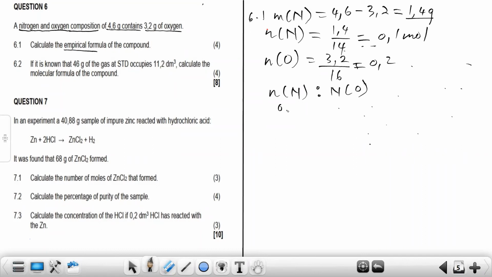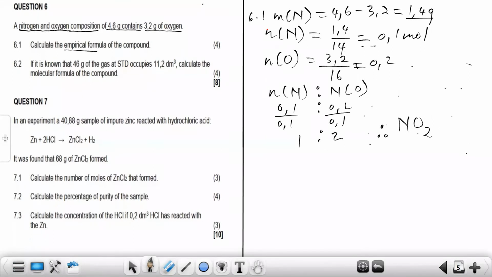This is 0.1. This is 0.2. Divide by 0.1, divide by 0.1. You get, this is just 1, this is just 2. So our empirical formula will therefore be NO2.